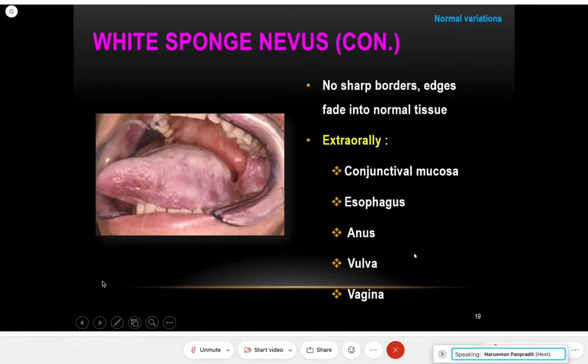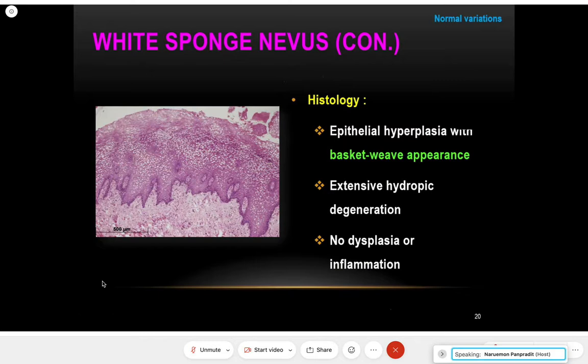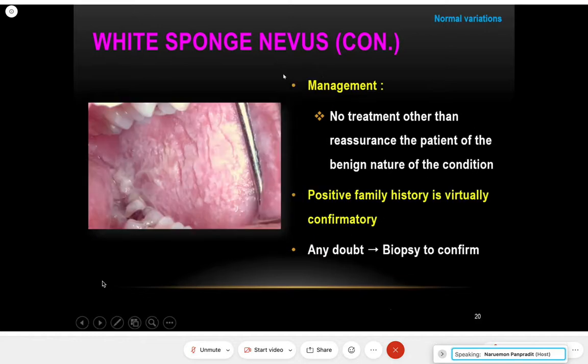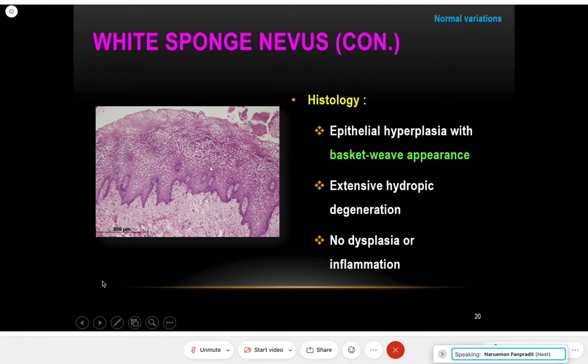That means when you suspect this, maybe you can also look for changes in the conjunctival mucosa. This is why they call it white spot nevus. Sorry about that. The histology is a basket weave appearance of epithelial hyperplasia. It is called white spot, but nevus, I'm not sure why it's called like this. It shows extensive hydropic degeneration, but no dysplasia or inflammation.